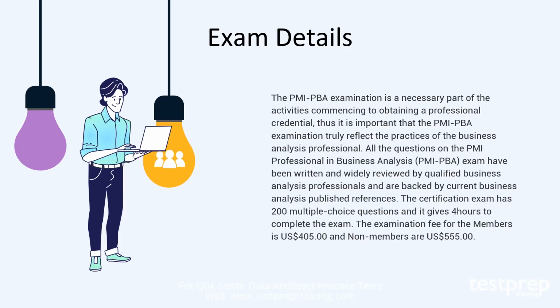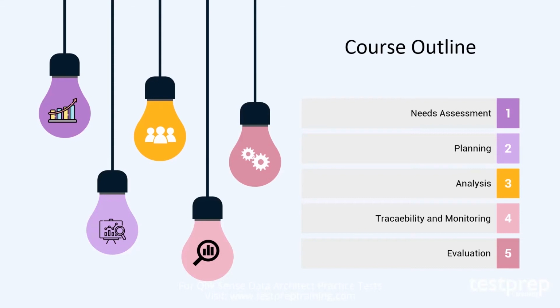The certification exam has 200 multiple choice questions, and it gives 4 hours to complete the exam. The examination fee for members is $405 and for non-members is $555. PMI PBA is divided into the following fields. You will find the complete tutorial for all topics provided in the link in the description.